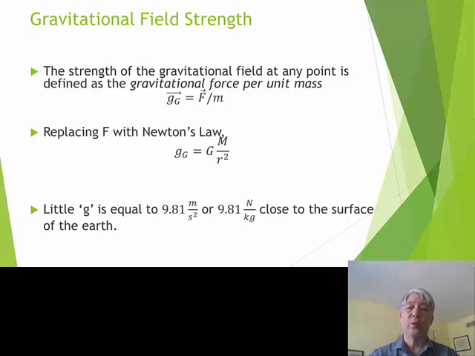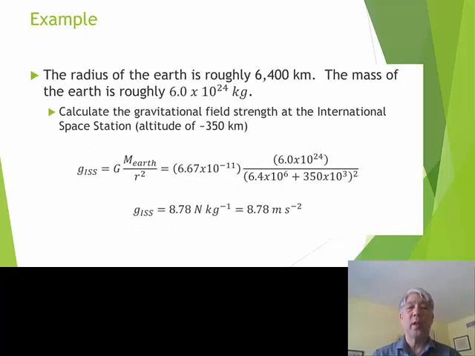Little g is what we use for close to the surface of the Earth, and that's where we got the 9.81. We can calculate that if we use the radius of the Earth as well as the mass of the Earth. In this example, we're calculating the gravitational field strength at the International Space Station, which is an altitude of 350 kilometers from the surface of the Earth. Making sure I convert my units, I find that little g at the International Space Station is certainly not 0. It's actually pretty close to 9, at 8.78 or 8.8 meters per second squared.